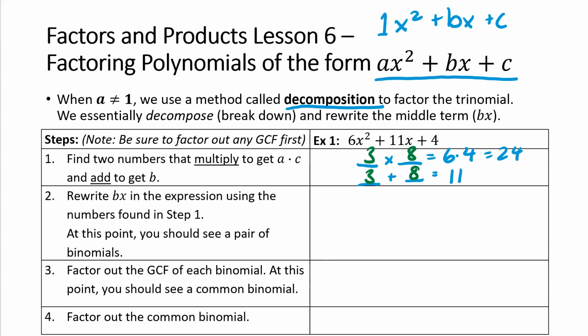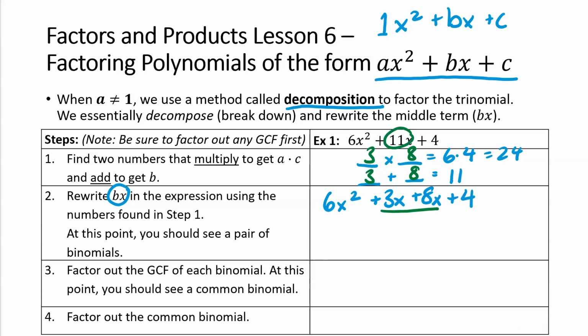3 and 8. And with those two numbers, we are rewriting the middle term of the equation. Okay, so we're going to take the 6x squared that was there. You still have 4 that was there in the end. But for the 11x, we're going to use the numbers we selected, 3 and 8. So 3x plus 8x equals 11x. So we are taking these in order to rewrite that.